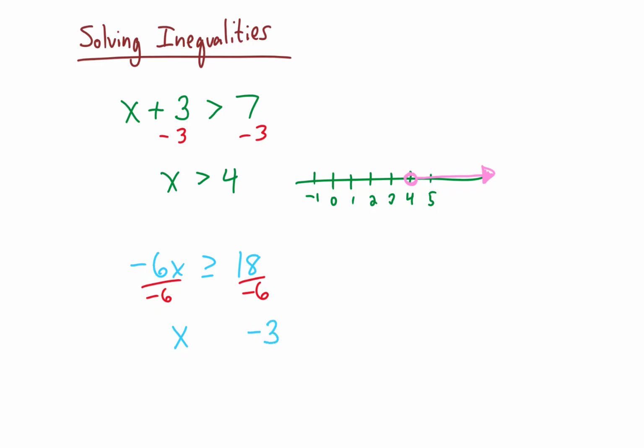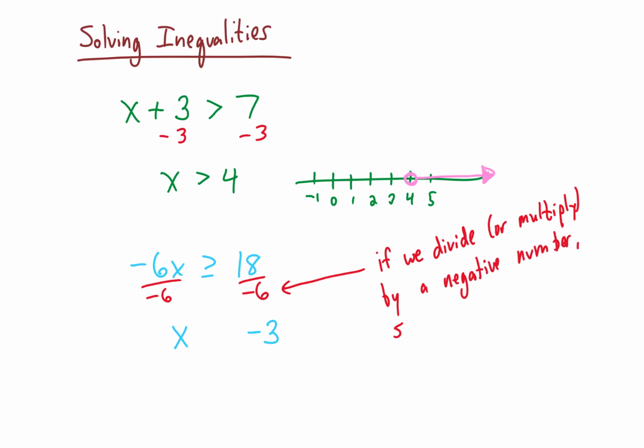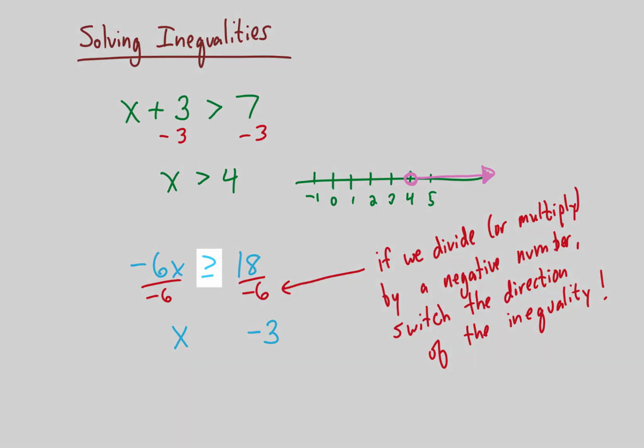But this is the only rule for solving inequalities that is different than solving equations. If we divide or multiply by a negative number, we need to switch the direction of the inequality. So up here we had a greater than or equal to sign. In the next line, because we divided by a negative number, we need a less than or equal to sign. And that is our solution.